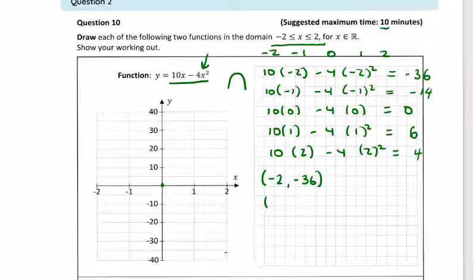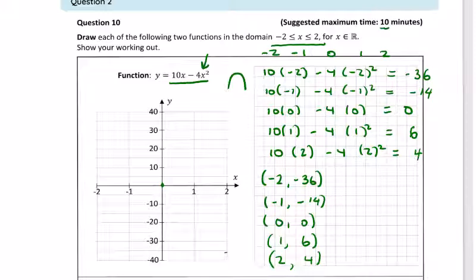You can see you've got 10 minutes. There's two parts to this. When x is minus 1, y is minus 14. You've double checked on your calculator all your results. 0, 0. When x is 1, y is 6. When x is 2, it's starting to come back down, y is 4.